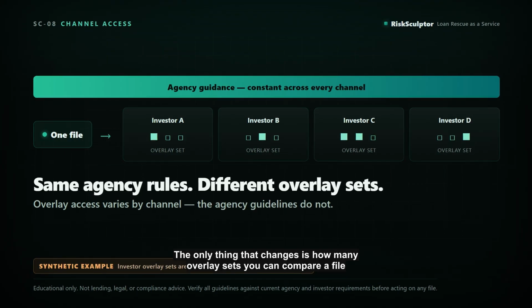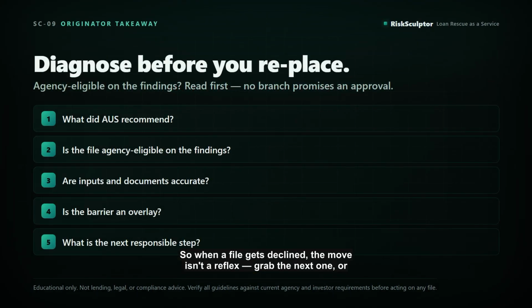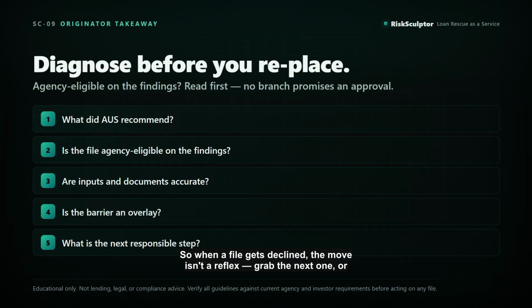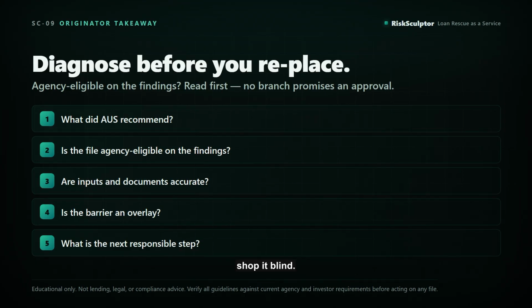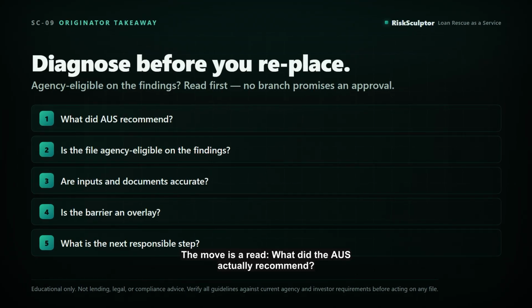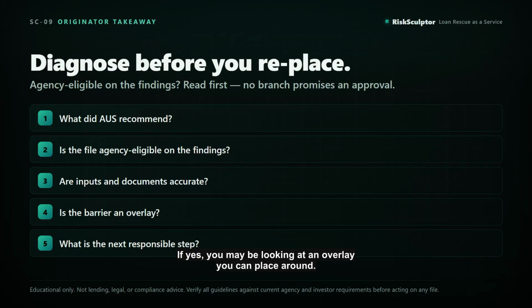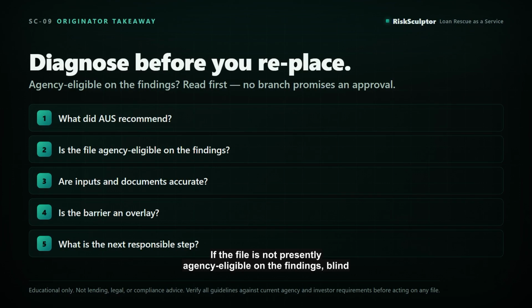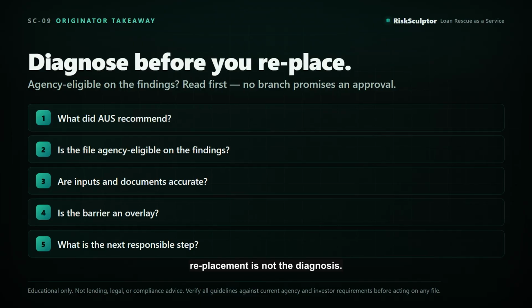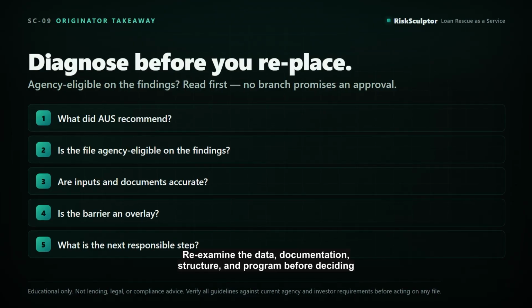So when a file gets declined, the move isn't a reflex to grab the next lender or shop it blind. The move is a read. What did the AUS actually recommend? Is the file agency eligible on the findings? If yes, you may be looking at an overlay you can place around. If the file is not presently agency eligible on the findings, blind replacement is not the diagnosis. Re-examine the data, documentation, structure, and program before deciding what the next responsible step is. A decline points you to a layer.